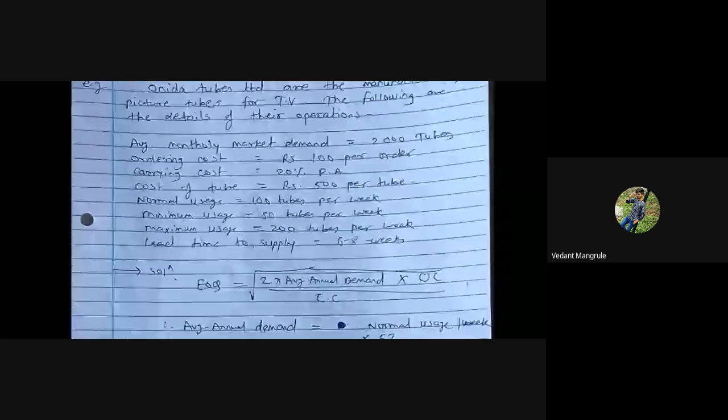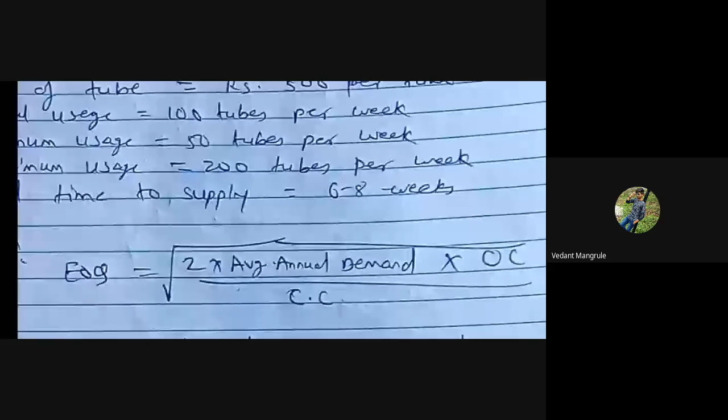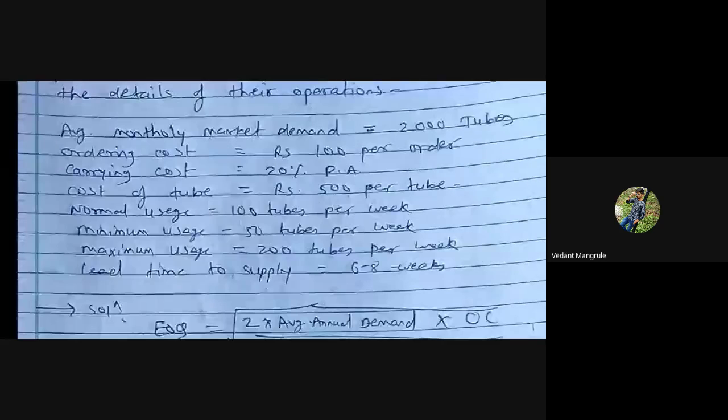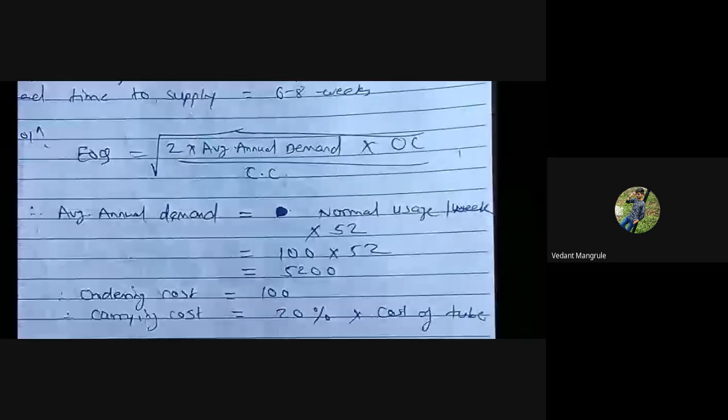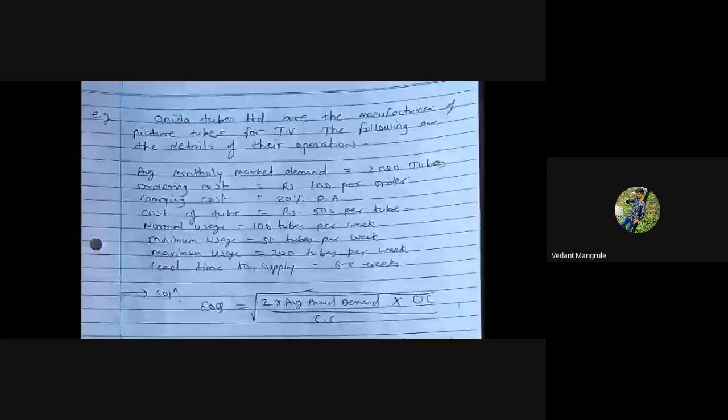EOQ is equal to the square root of 2 into average annual demand into OC, where OC is the ordering cost, divided by carrying cost. All these entities they have given in the problem. So write down average annual demand. Normal usage per week into 52. We need annual demand, and here they have given monthly.